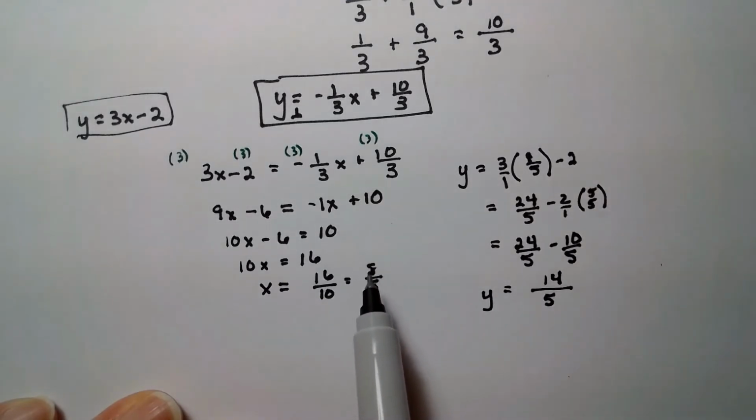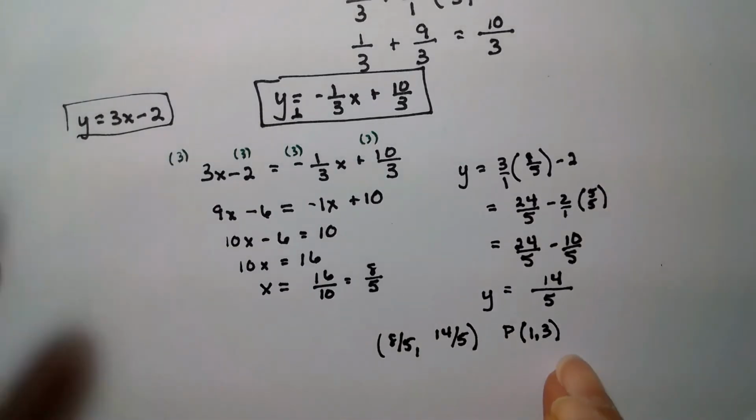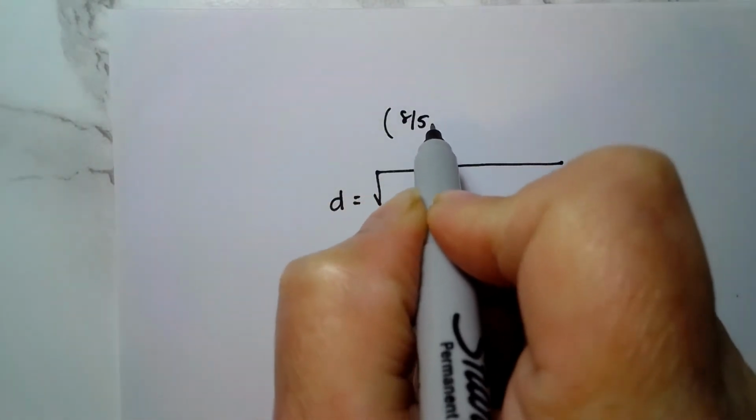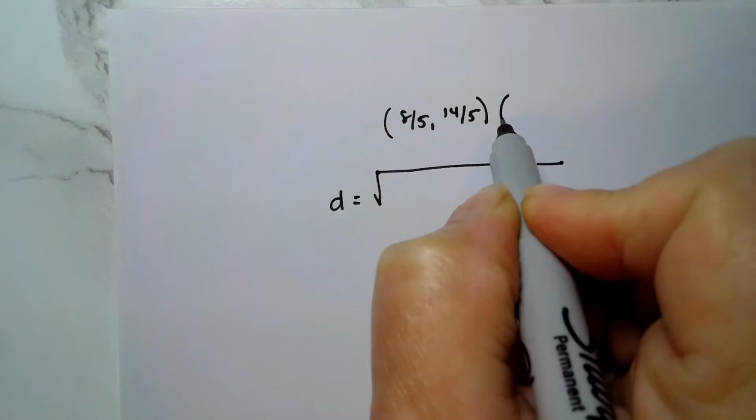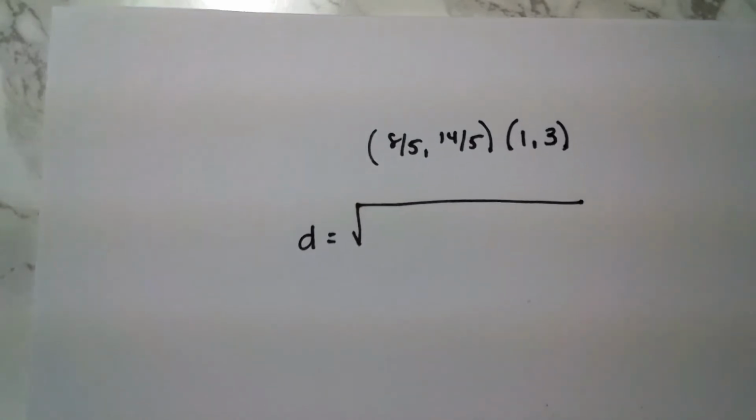So the x-coordinate of the point at the foot of the perpendicular is 8 fifths, and the y-coordinate is 14 fifths. And now I can use this point in conjunction with point P, which was given to me at (1, 3), into the distance formula. So let's do that. So we have distance, and I'll write the points up here again so you can see them. 8 fifths, 14 fifths, and (1, 3). So they're not pretty numbers, but again, that's what we got to deal with.